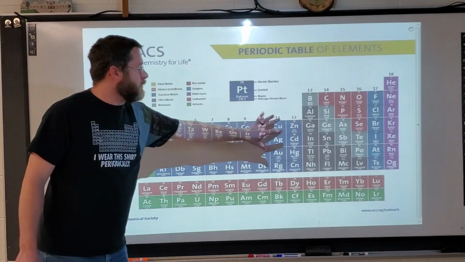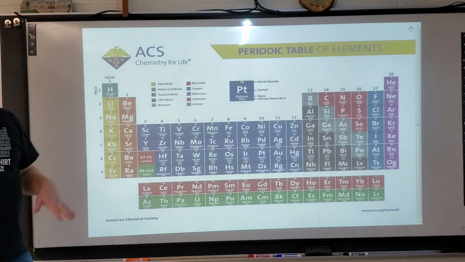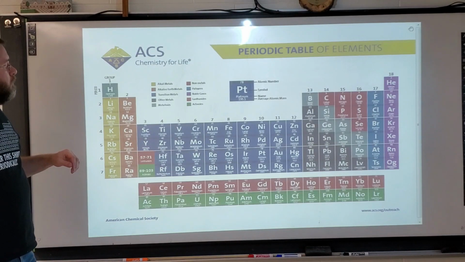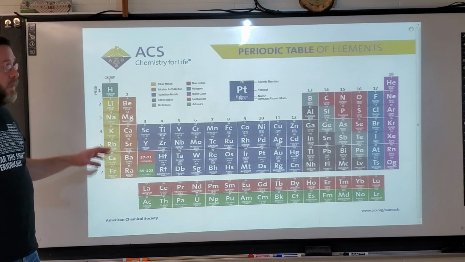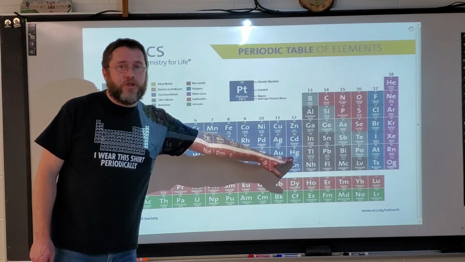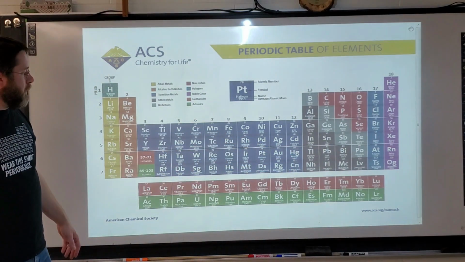These guys are all shiny, and they're malleable, which means they can be flattened. They're ductile, which means they can be stretched out. And in all cases except for one, they are solids at room temperature. Mercury, Hg, is the only one that's a liquid. It's a liquid metal at room temperature.